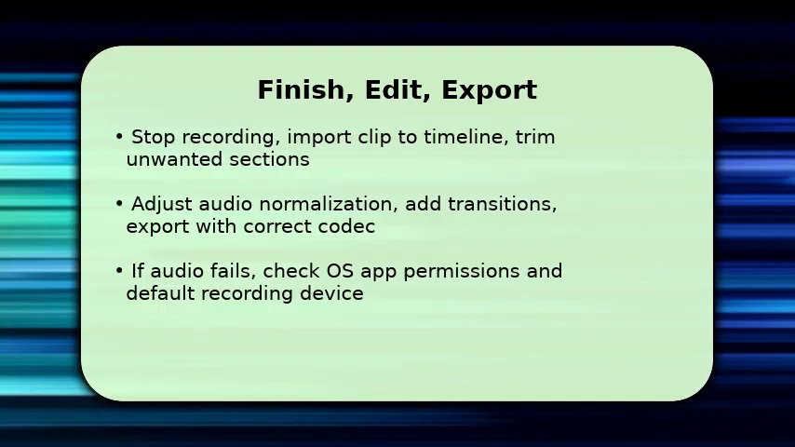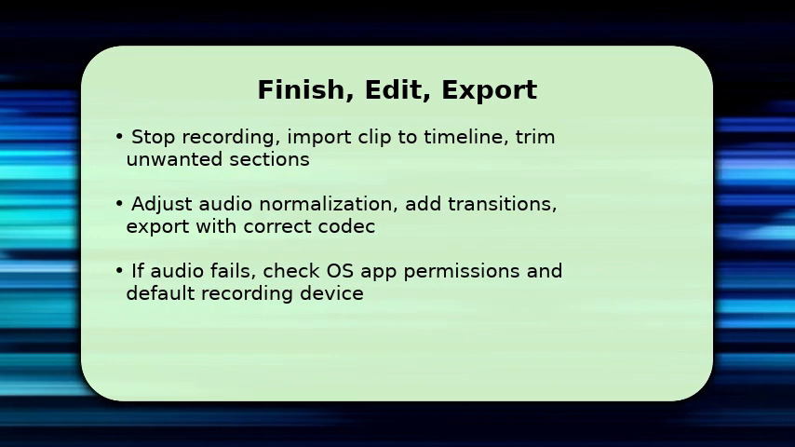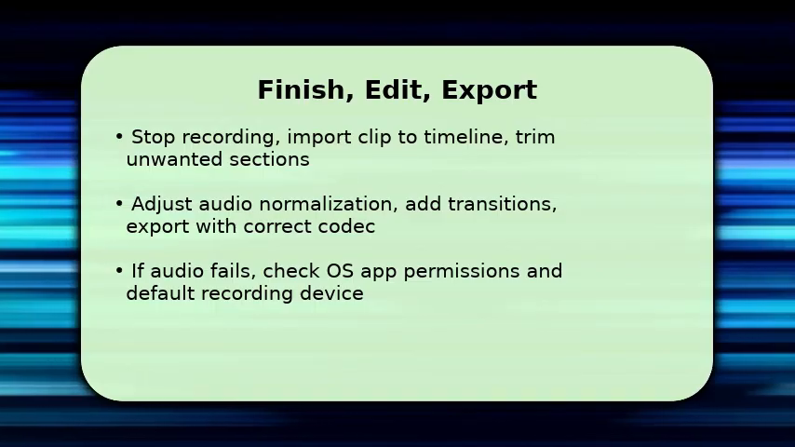When exporting, choose a codec and resolution that match your platform, H.264 for web, higher bitrate for archiving. If playback shows no audio, pause, check operating system microphone permissions and the selected recording device, then re-record or replace the audio track as needed.